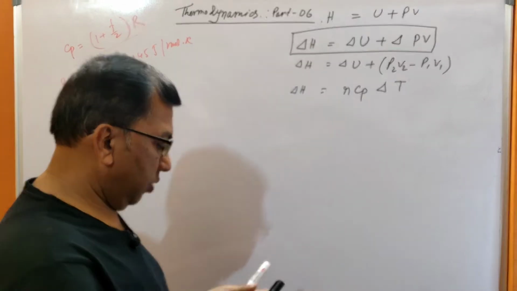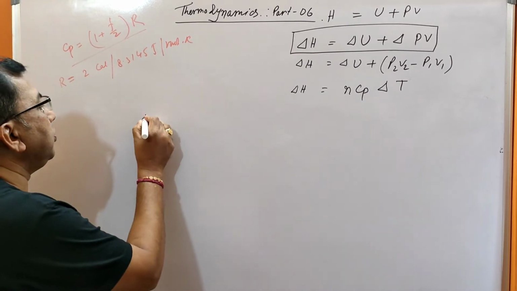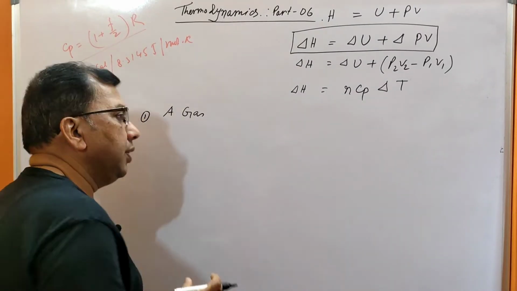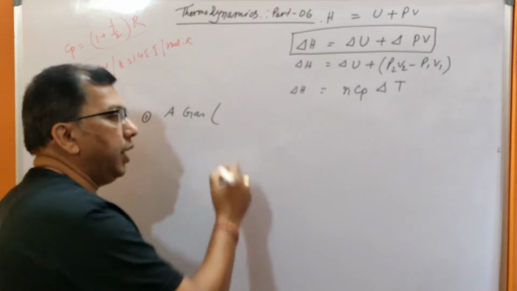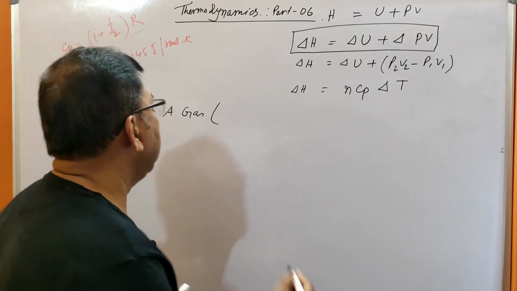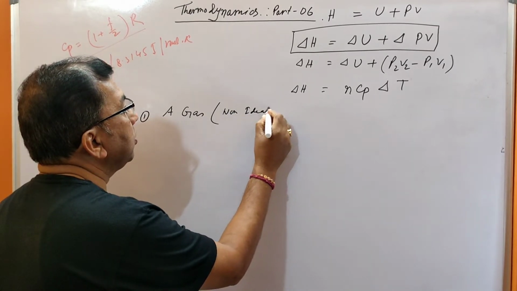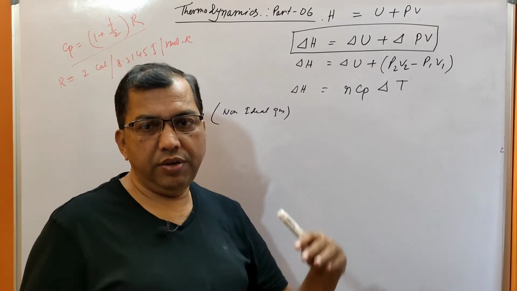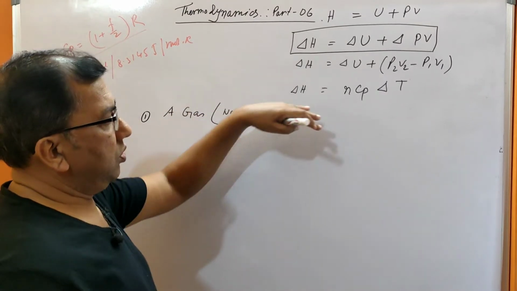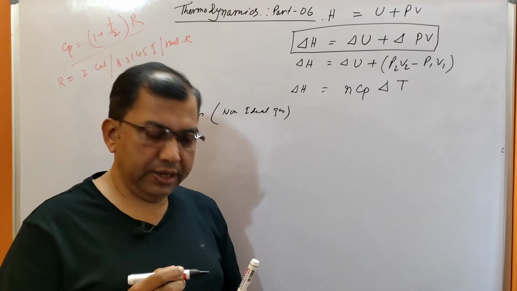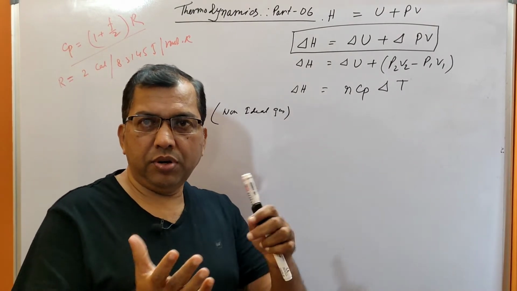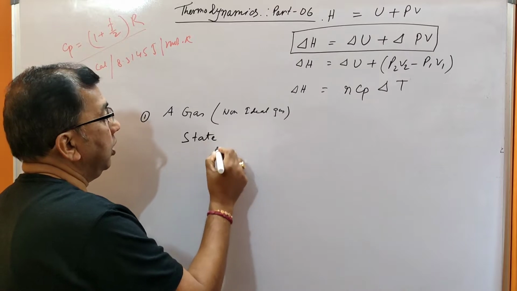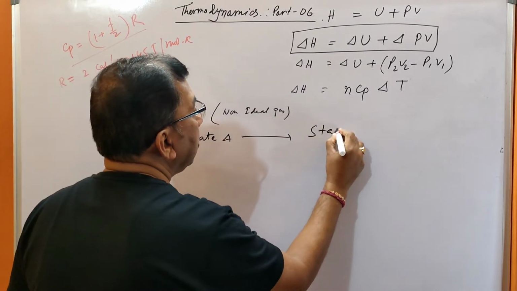First numerical problem. Suppose a gas, maybe an ideal gas, maybe a non-ideal gas. Here it is a non-ideal gas. A gas in a piston is shifted from state A to state B. Clear?